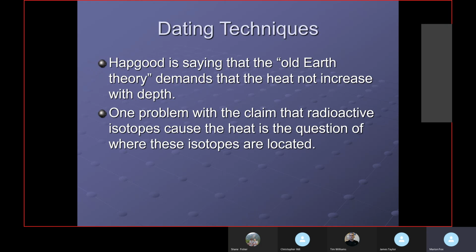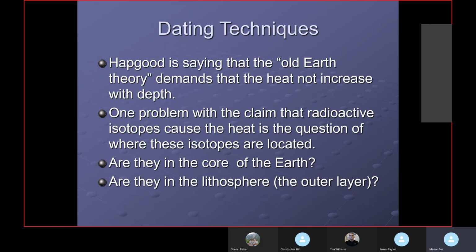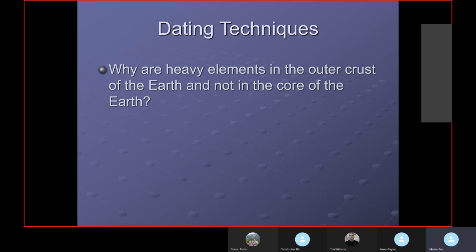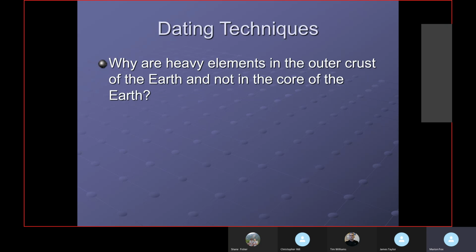One problem with the claim that radioactive isotopes cause the heat is the question of where these isotopes are located. Are they in the core of the Earth, or in the lithosphere, the outer layer? Well, the claim is they're in the lithosphere. Of course, lithos is the Greek word for stone. Why are heavy elements in the crust of the Earth, and not in the core? Why didn't heavy elements like uranium settle into the inner part of the Earth rather than the outer part?